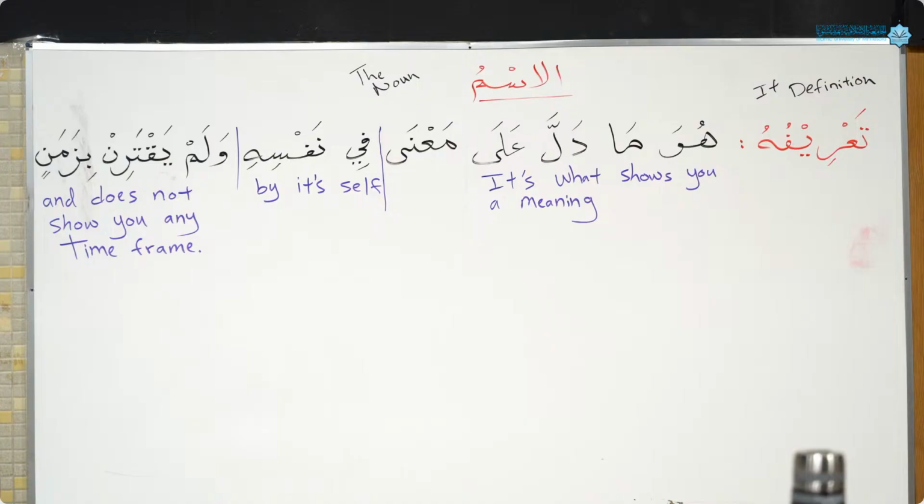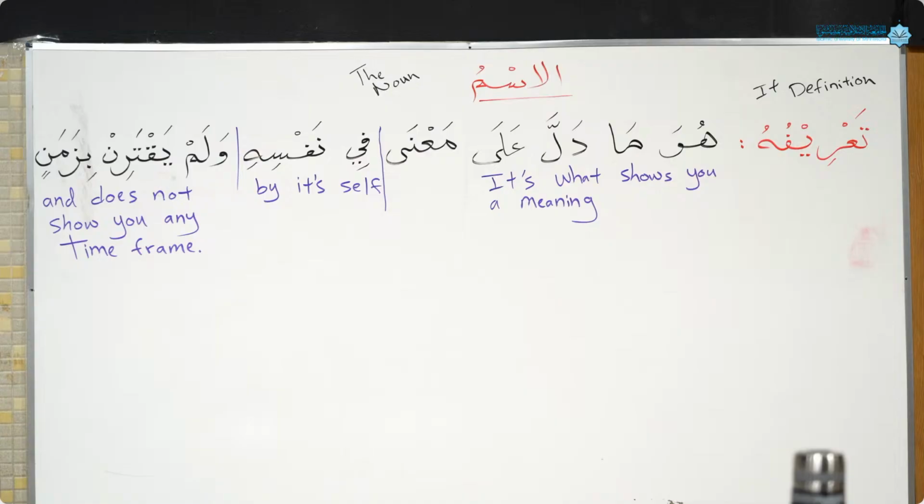But حرف, هل هو ما دل على معنى في نفسه? So it doesn't have meaning then. If it's not هو ما دل على معنى في نفسه, then it doesn't have meaning. It's what shows you a meaning. حرف, yes or no? هو ما دل على معنى. Correct, yes or no? Yes? It has to show a meaning, otherwise it would be Chinese. صح? We don't speak Chinese, so we don't consider it has meaning.